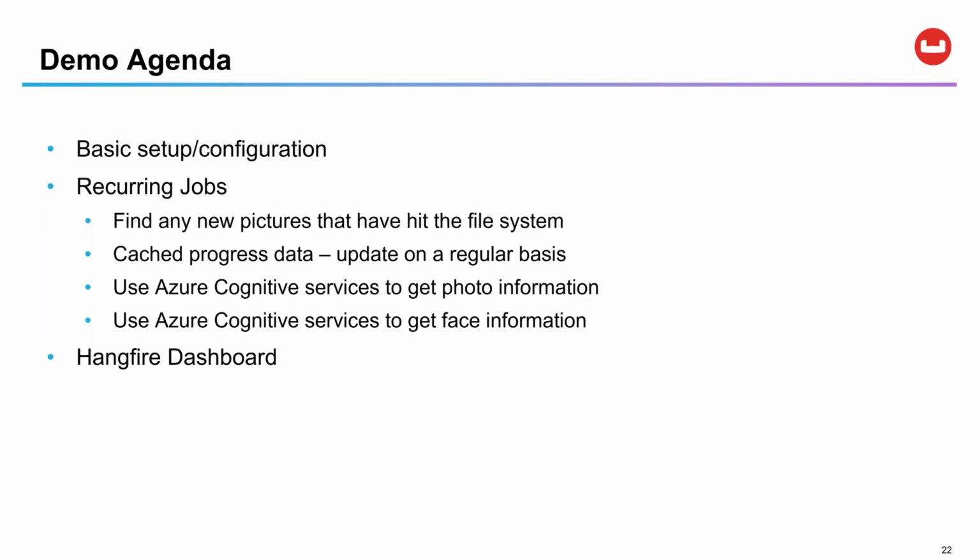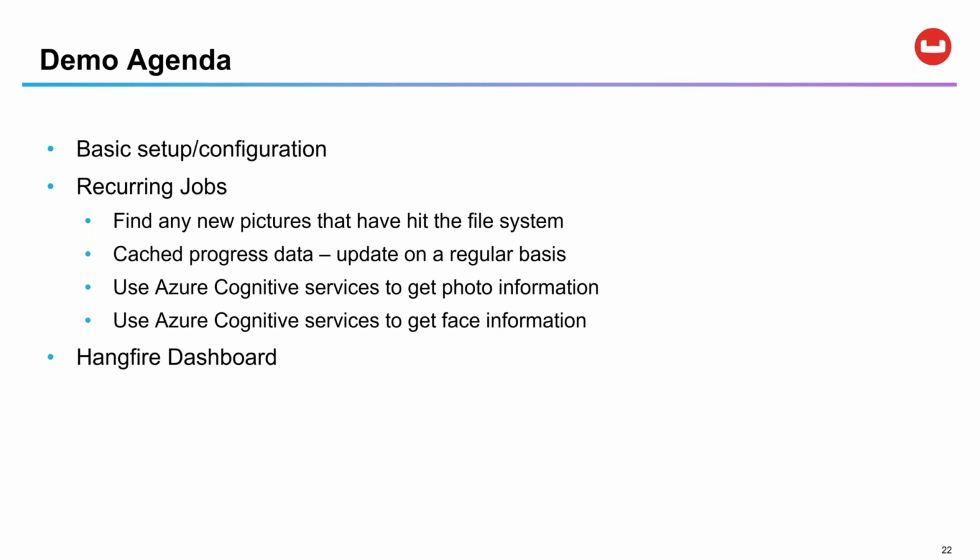So that's what I have set up. I have an ASP.NET application. This is really just for my own use. I haven't taken it public yet. I may do that at some point if it becomes useful enough. But I have recurring jobs set up there. So I have a job that's going to monitor my file system to find any new pictures that have hit the file system. And if it finds new pictures, create some data, create a document for that picture so we can start working on it.